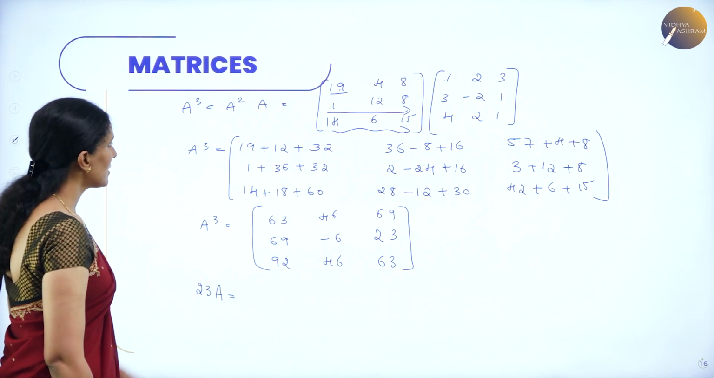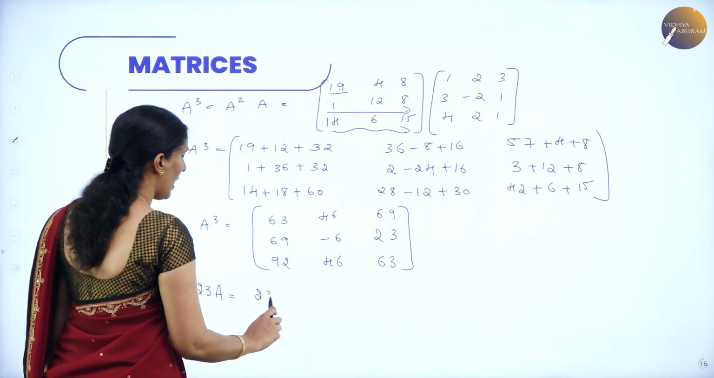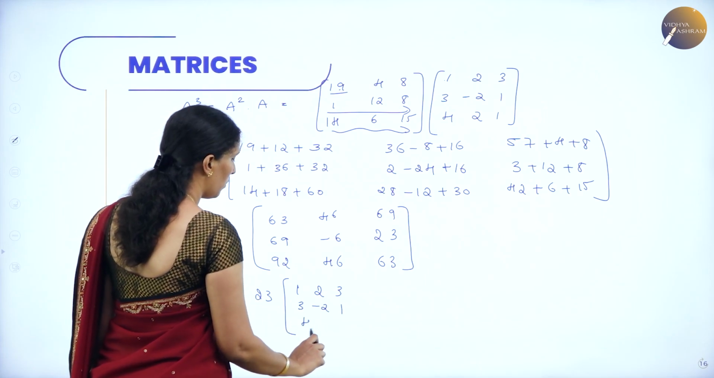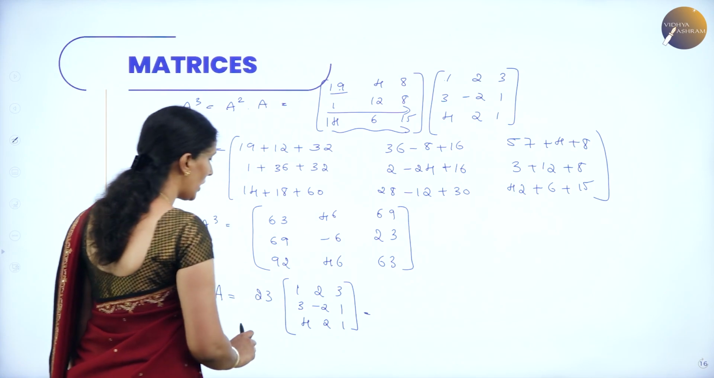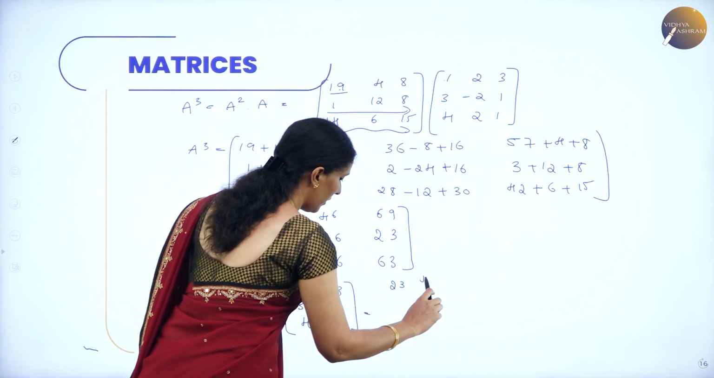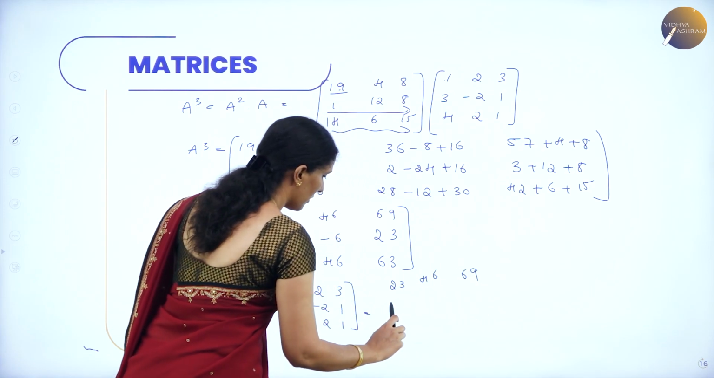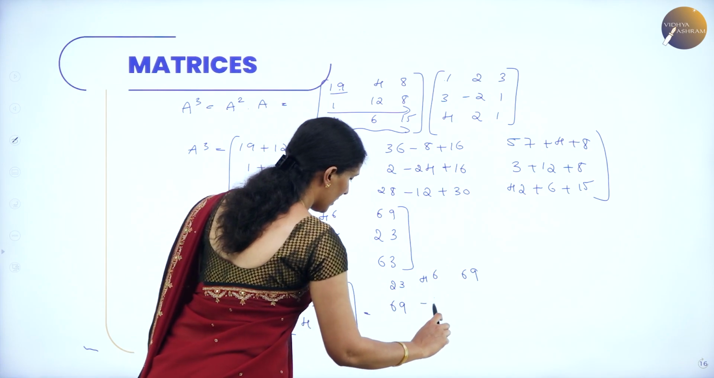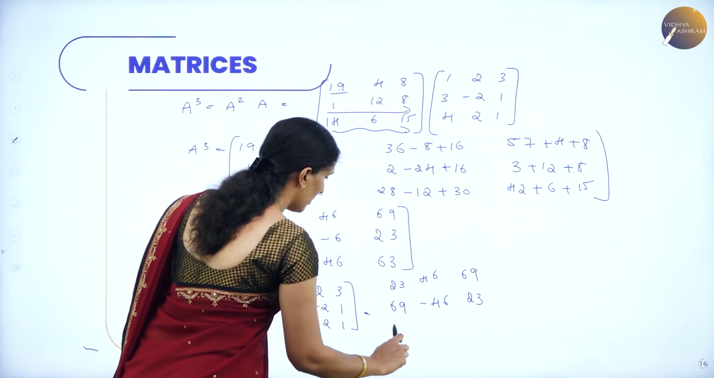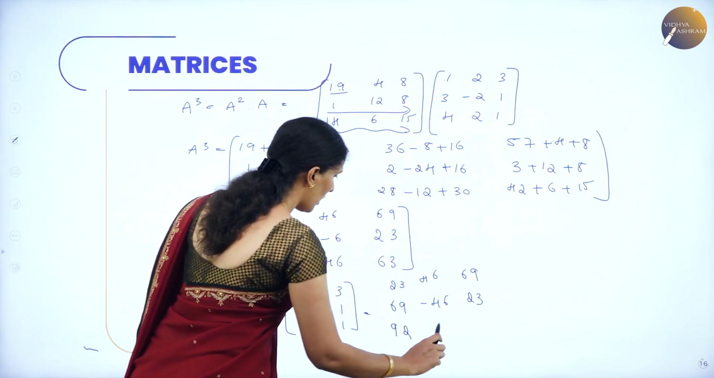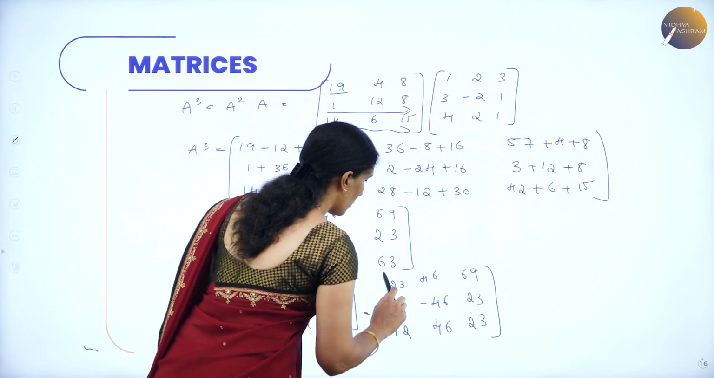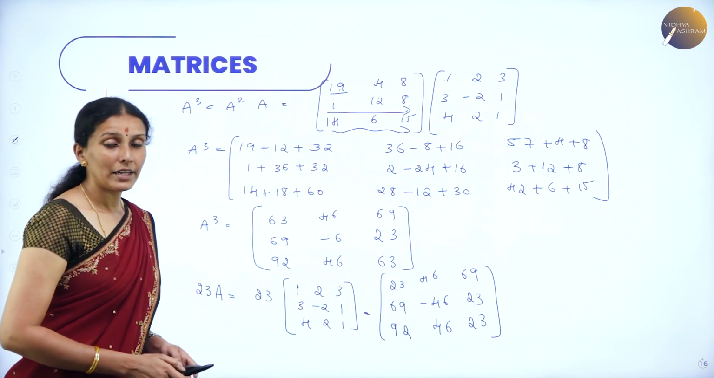So 23A means we have A as 1, 2, 3, 3 minus 2, 1, 4, 2, 1. Just multiply 23 to all the elements inside the matrix. So we get the value as 23, 46, 69, 69 and minus 46, and here we get 23 again. Next 23 fours are 92, 2s are 46, and next we have 23. So this is 23A.